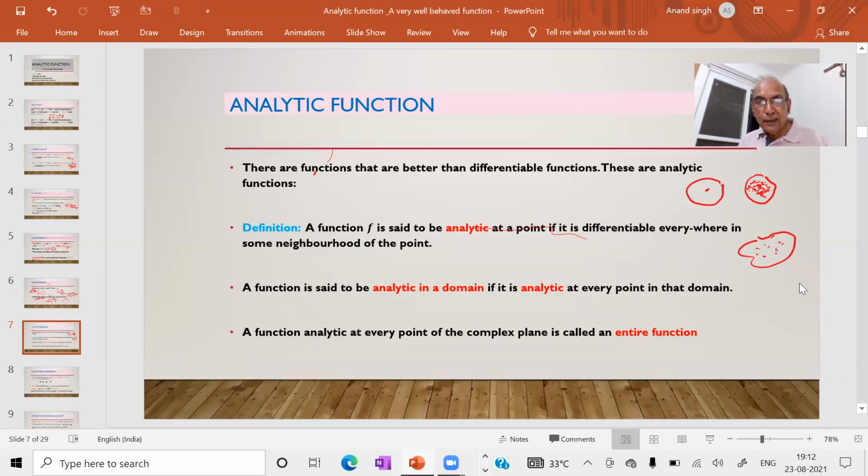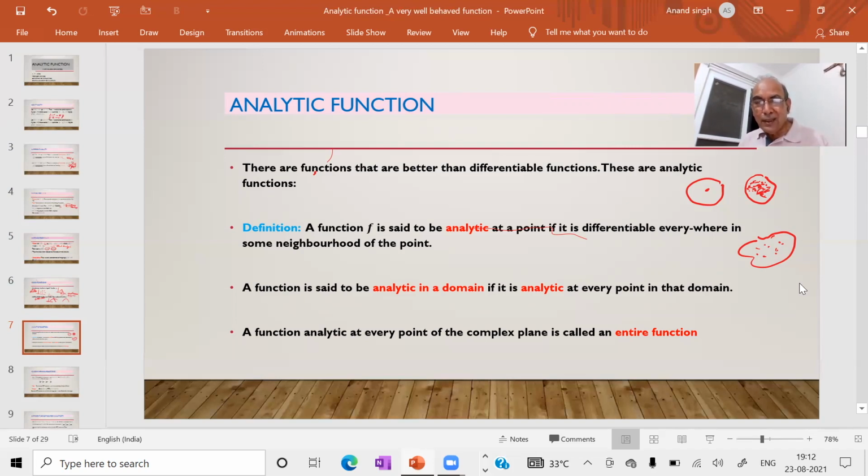A function that is analytic at every point of the complex plane is called an entire function. That's the definition of an entire function. It is still better than an analytic function. For an analytic function we are restricting to a small domain, whereas here we are not restricting at all. It is analytic in the whole complex plane, and that we call an entire function. So this is a still better function.